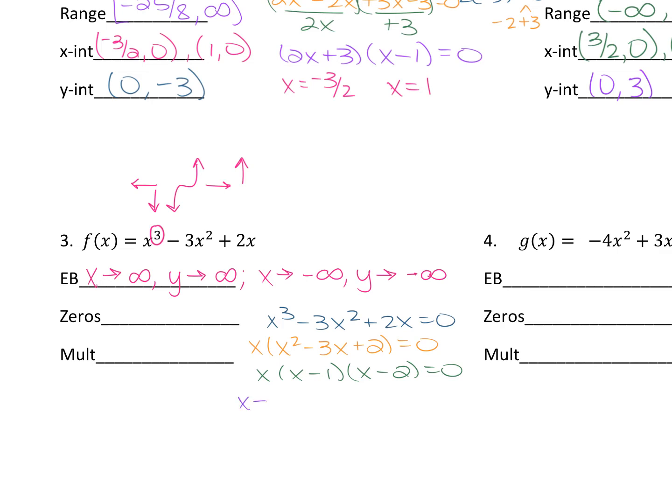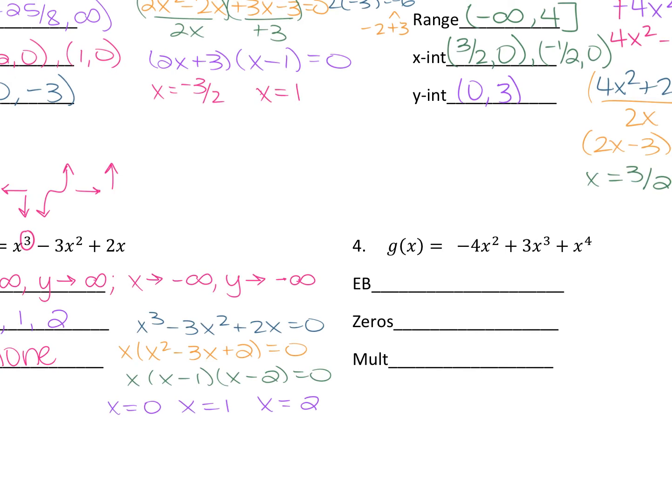You set everything equal to 0 and you solve. You have x is equal to 0, x is equal to 1, and x is equal to 2. So your zeros are 0, 1, and 2. The multiplicity, however, is none because you do not have any of your answers that reoccur.